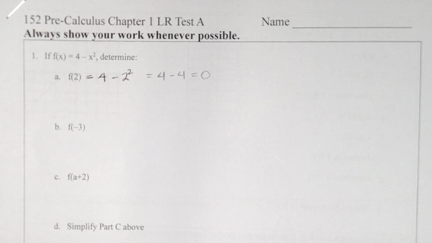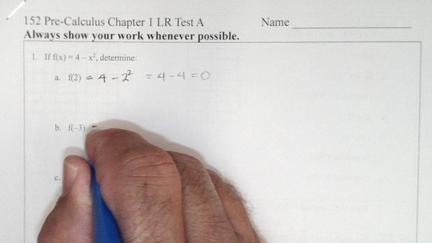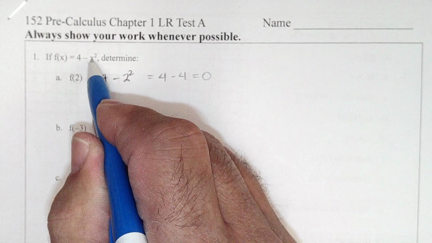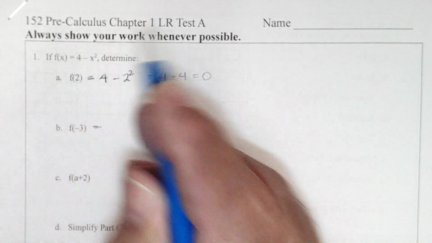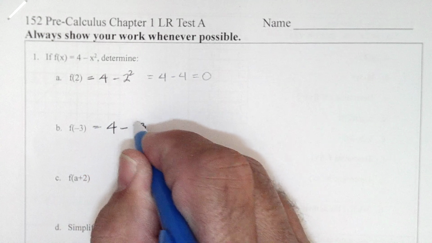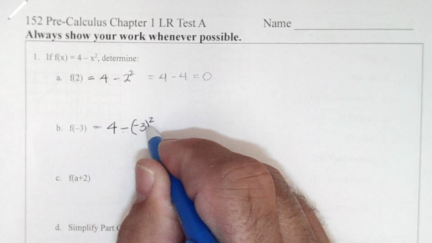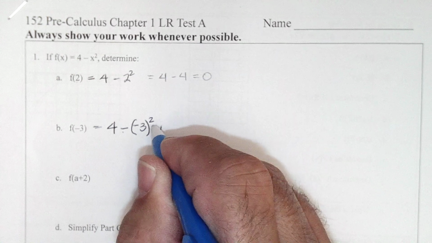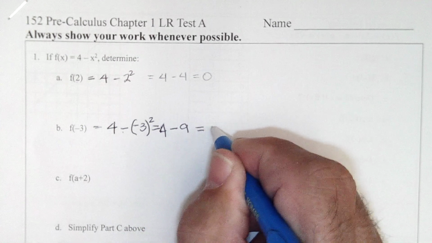Let's go to here. All right, so now we've got to do -3. So we've got to put the -3 as the input. We're supposed to square the input, and then take 4 minus that input squared. So 4 minus the input of -3, and that negative is squared, that one's not. So -3 times -3 is +9, so we have 4 minus 9, which is -5.